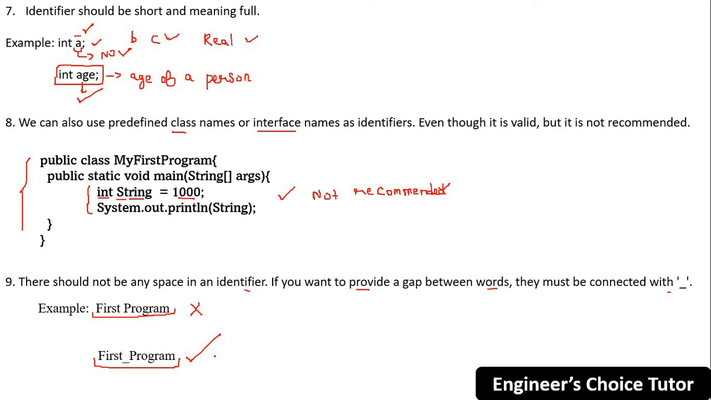So I think this much is clear to you. So this is all about identifiers in Java. In the next lecture, we will see about comments in Java.